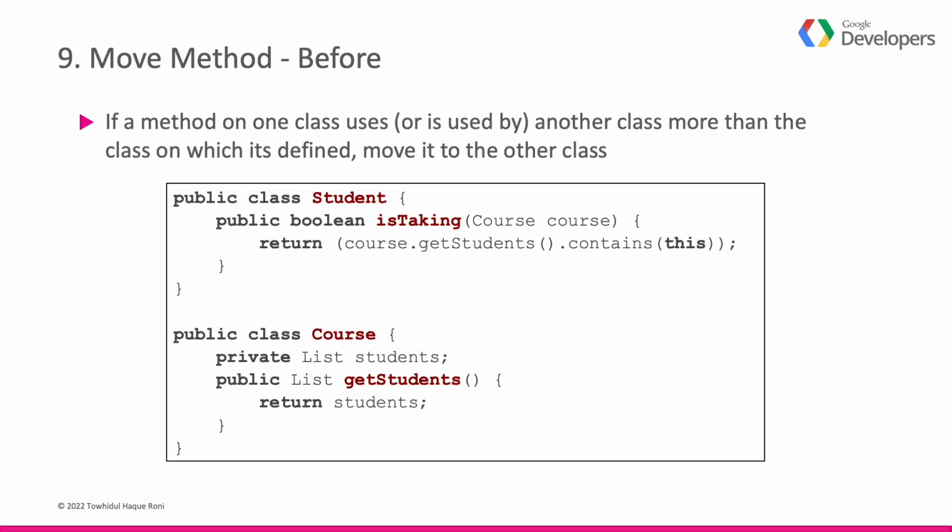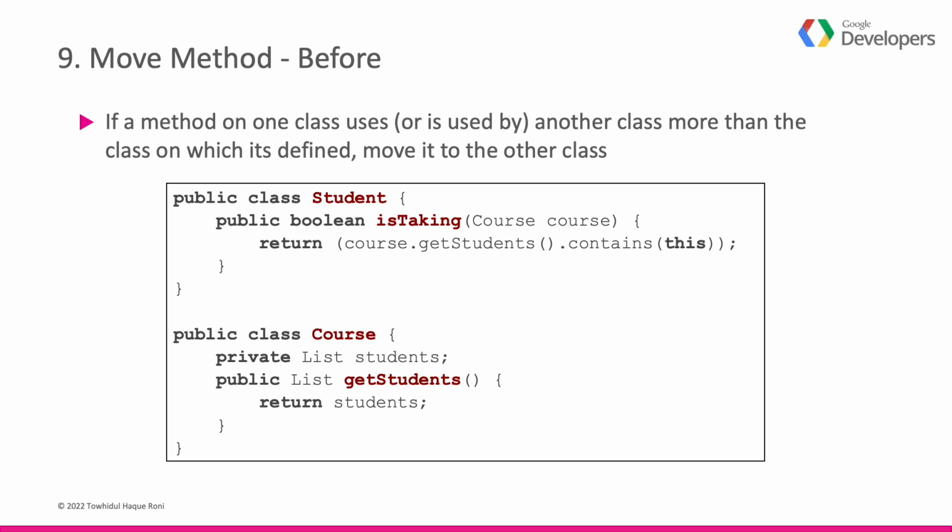Let's dive into the move method refactoring technique, a strategy employed when a method in one class relies more on another class than the class it's defined in. By moving the method to the class it interacts with most, you enhance cohesion and minimize dependencies, leading to a more modular and loosely coupled design.